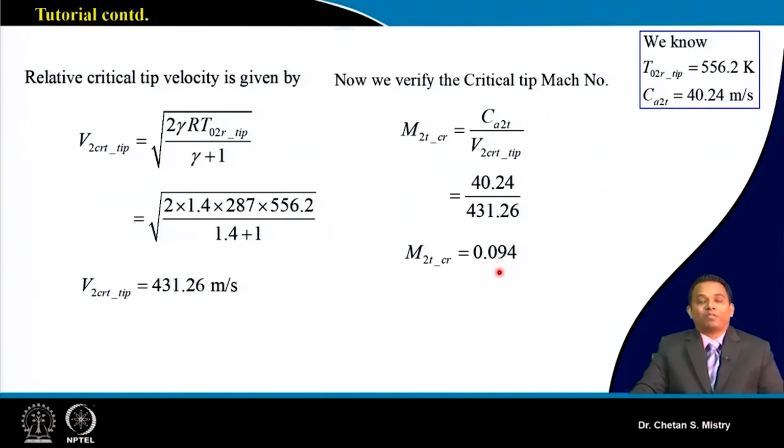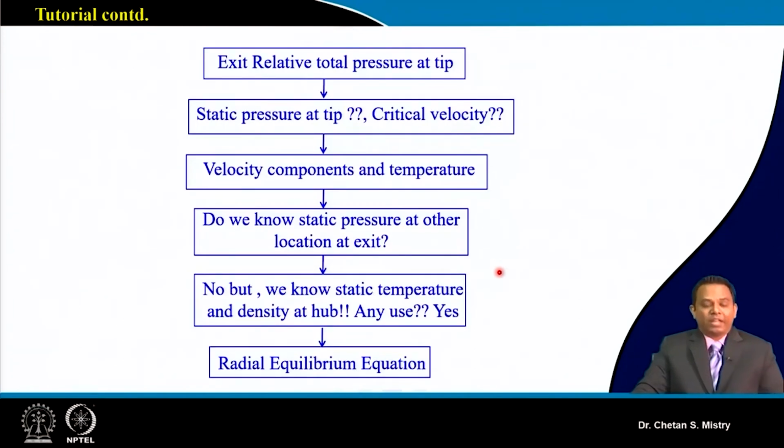So now you can understand, in order to do our calculation for static pressure, we are equipped with this Mach number. So let's move on to what all we are looking for. We are looking for the exit relative total pressure at the tip, and for that we are looking for static temperature and critical velocity, and for the calculation of this critical velocity, we followed all these steps. Now we are looking for static pressure, that is our target.